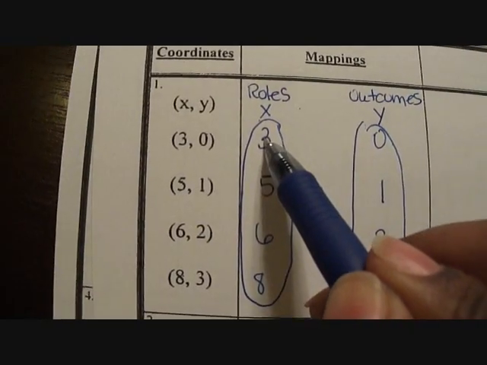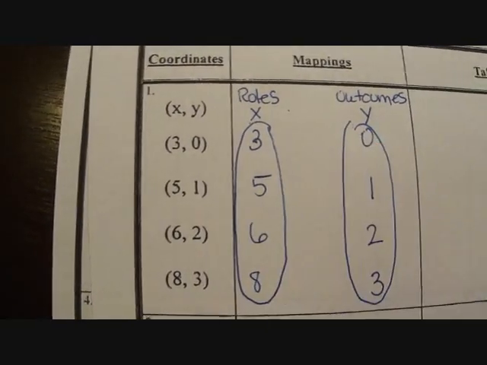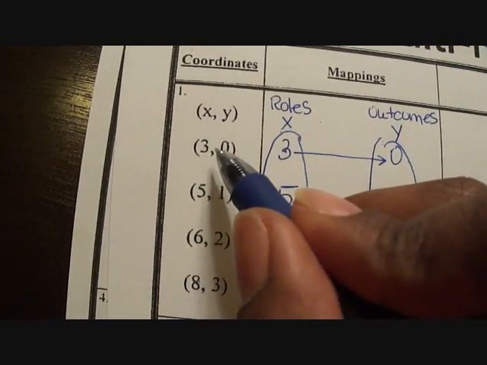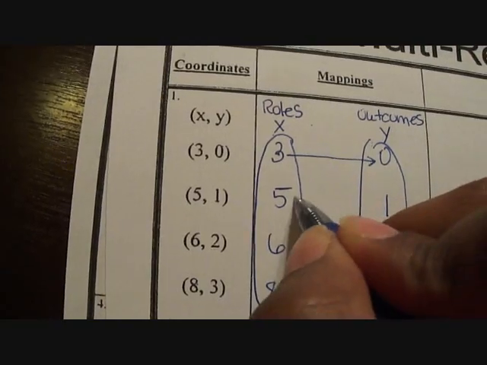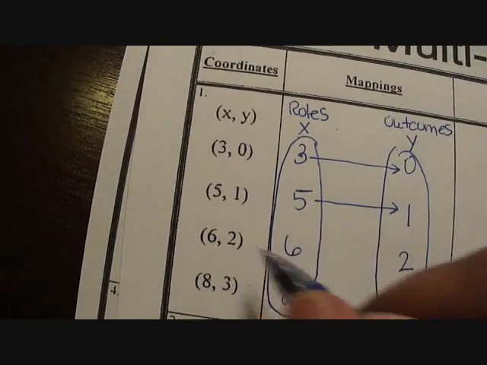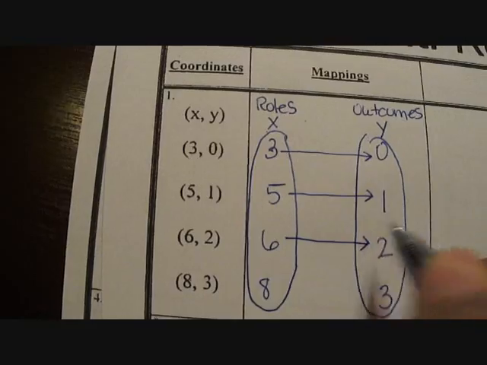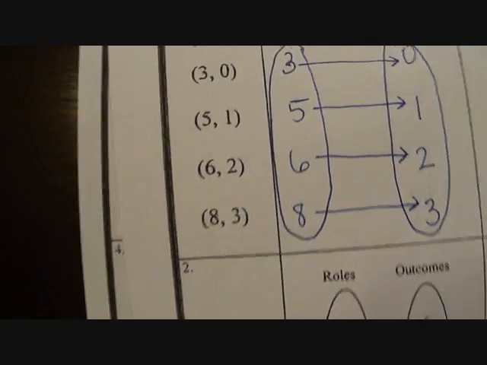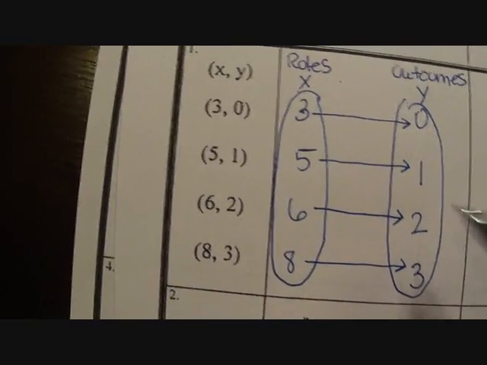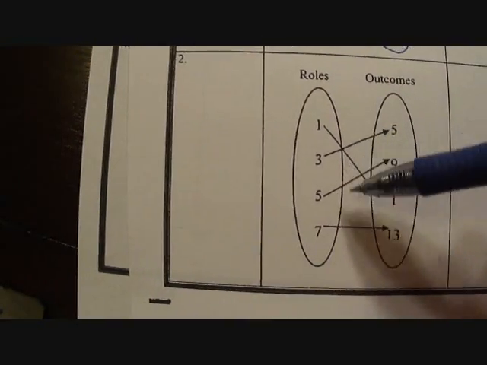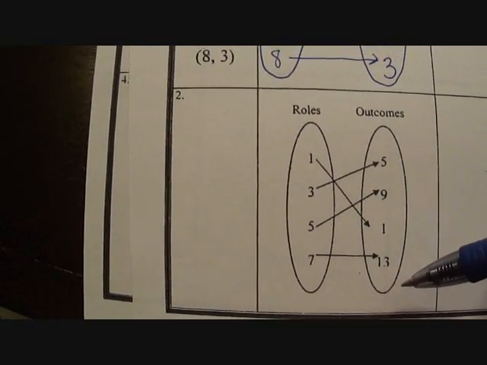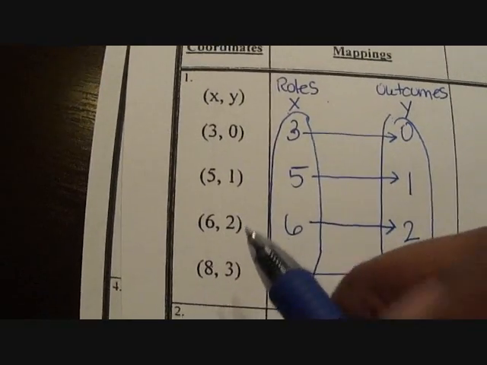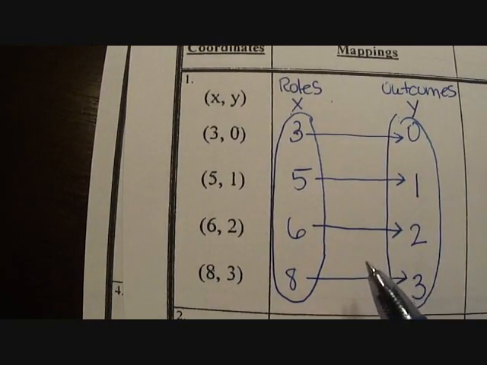So my 3 X coordinate is mapped to my 0. And that's the point we have. 5 is mapped to 1. 6 is mapped to 2. 8 is mapped to 3. Very, very simple. Sometimes the lines will crisscross like so, and that's okay. But in the first specific example, they do not cross.